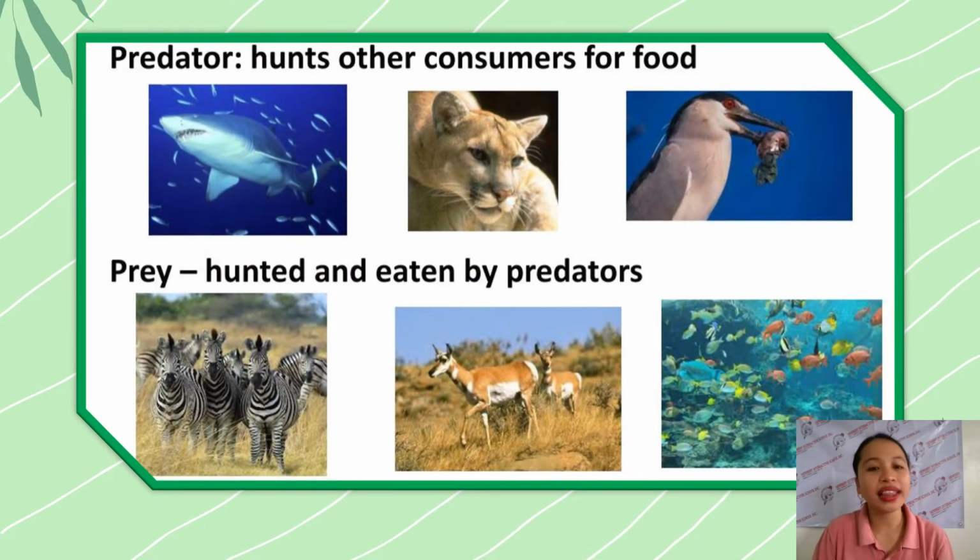Okay, now what is the difference between a predator and a prey? When we say predator, it hunts other consumers for food. It is the one who will eat. And when we say prey, it is hunted and eaten by predators. As you can see there, one great example is a lion and a deer. So which is the predator there? Okay, very good, the lion. How about the prey? Okay, the deer.